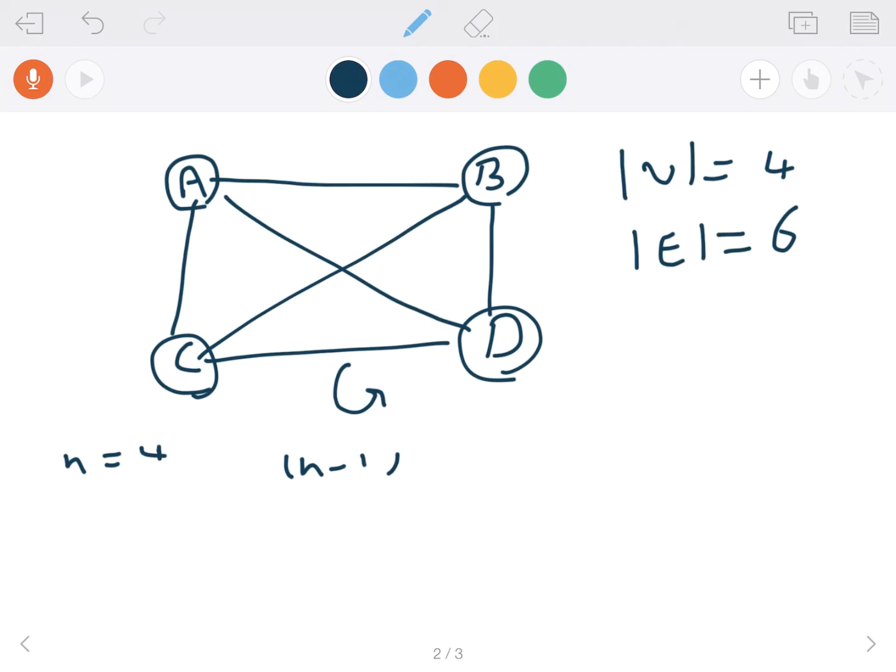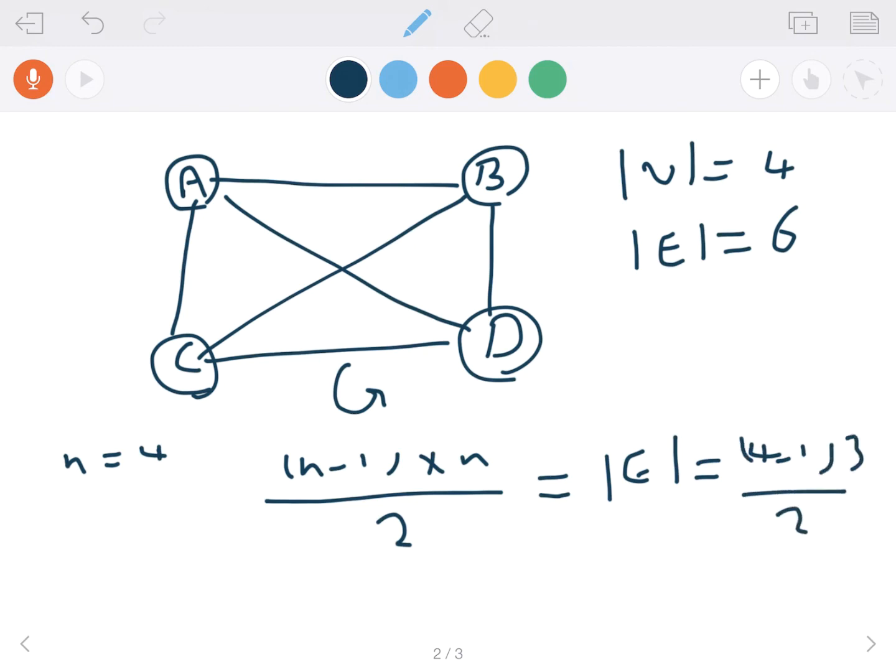Together, we multiply this number of edges by the number of vertices. But in an undirected graph, the edge from A to B is the same as the edge from B to A. So what we do is divide the number by 2. This gives us the number of edges, which in this case is equal to 4 minus 1, multiplied by 3, divided by 2. That is exactly equal to 6, as we are seeing here.